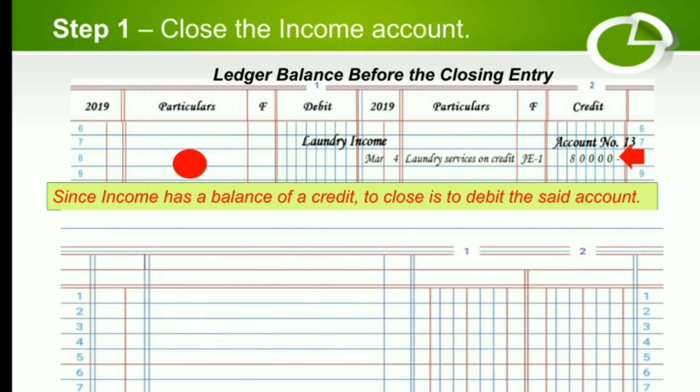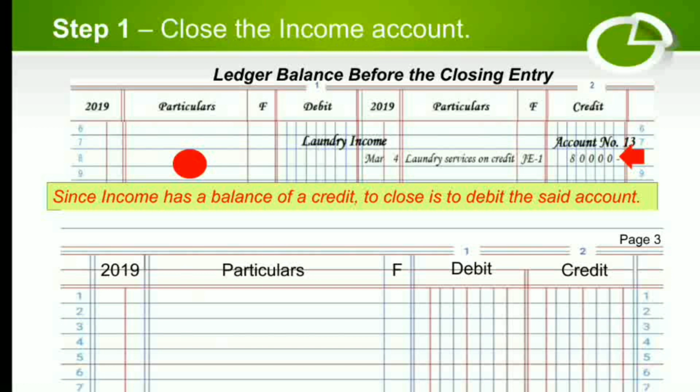So this is a new page, page number 3. Pages 1 and 2 are already full. That's why we have this new page, page 3. And then we're going to write first the headings. So we have the year 2019, particulars, folio, debit, and then credit.